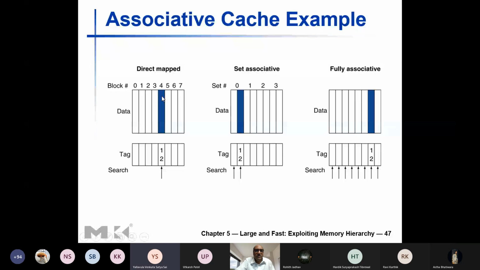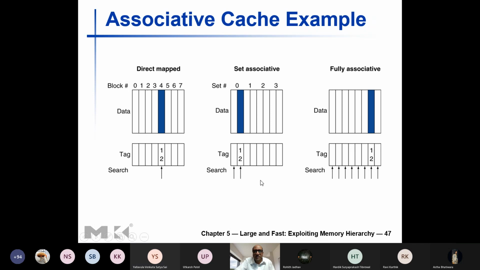So in a direct mapped cache, by performing the block number modulo the number of cache entries, you directly come to a particular location where you can search and compare the tag. With that, you will come to know whether the block is present or not. So in a direct mapped cache, the access time will be faster. You can directly go to a location, and with one comparison, you will know whether the required block is present or not.